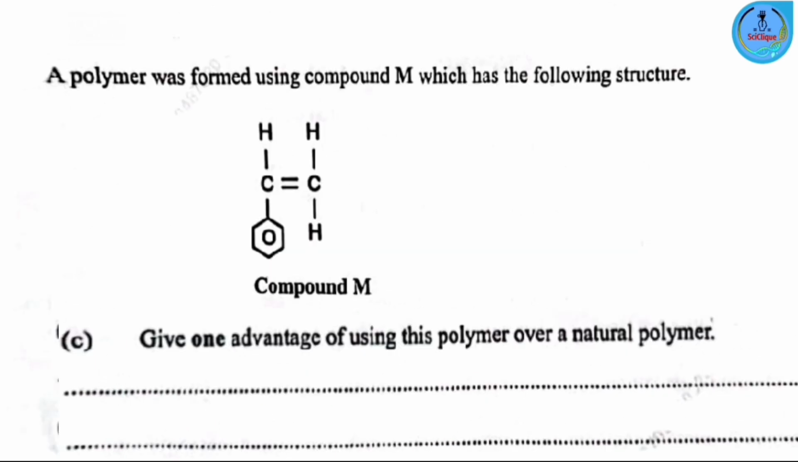Part C. Give one advantage of using this polymer over natural polymer. Okay. Now, when it comes to this polymer, phenylethene, it has a variety of uses. It is used in production of plastics, such as in utensils, cups and plates. It's also used in the manufacture of toys and even car parts. So, phenylethene is preferable to natural polymers such as wood. And yes, wood is actually a polymer.